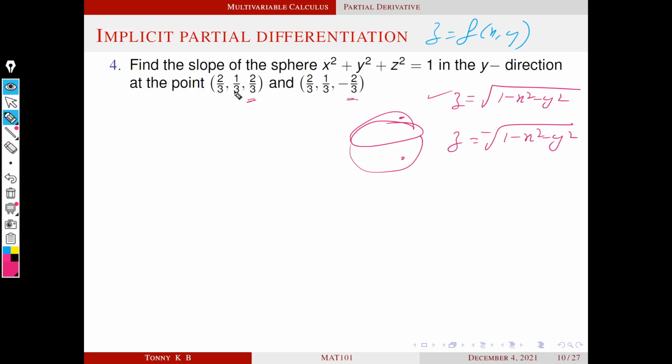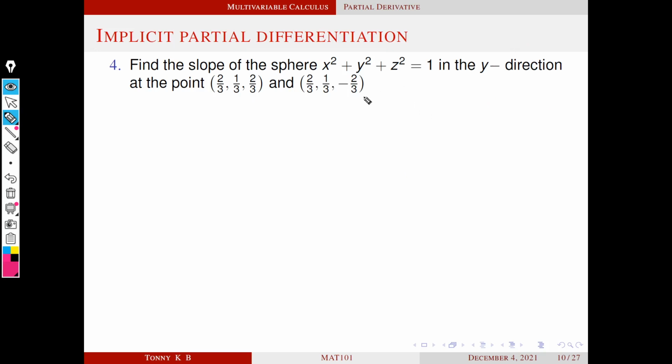To find the derivative at this point, first of all, you have to differentiate this expression and substitute the corresponding points. Similarly, to find the partial derivative at this point, you have to differentiate this expression and substitute the corresponding x and y. Okay, so that is more complicated. Here the relation is not explicit, it's an implicit relation. So we are going to apply a new technique called implicit partial differentiation, an implicit derivative similar to our ordinary one variable function.